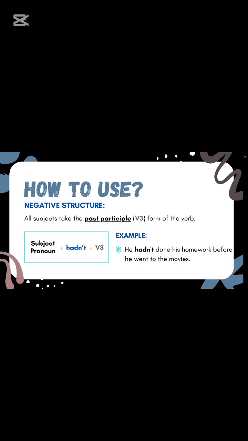How to use negative structure. All subjects take the past participle form of the verb. The structure is subject pronoun plus the auxiliary have in past participle, had not, or hadn't, plus past participle verbs. Example: he hadn't done his homework before he went to the movie.